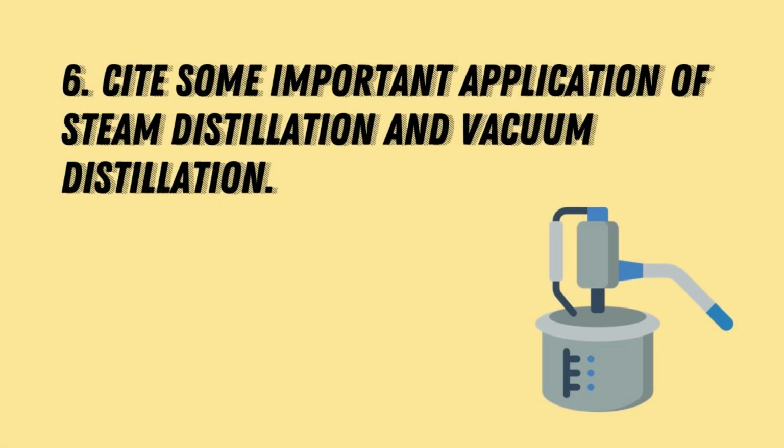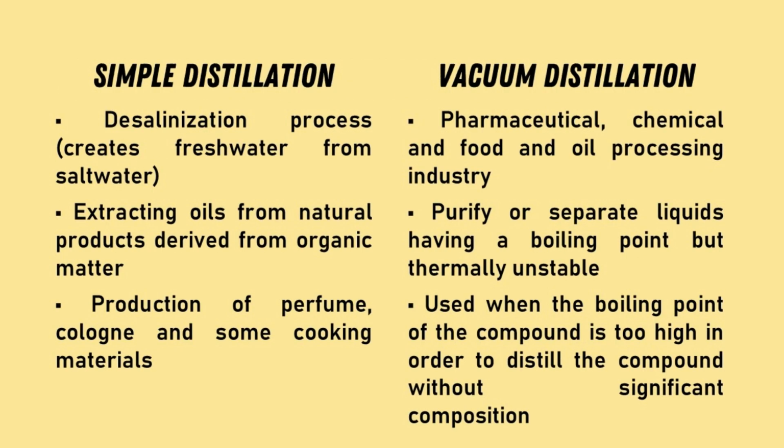Number 6. Cite some important applications of steam distillation and vacuum distillation. Steam distillation is used to separate temperature-sensitive organic compounds such as aromatic substances. It is also the preferred method used to isolate essential oils.